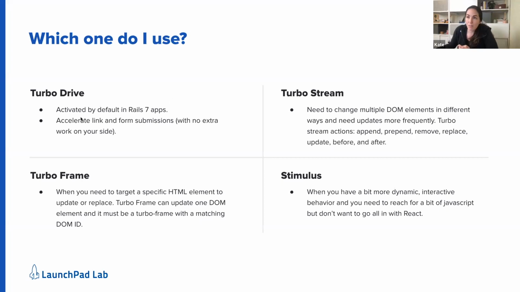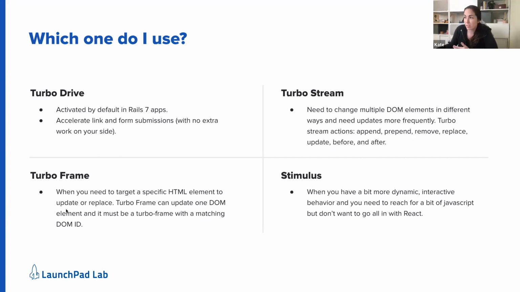So Turbo Drive is activated by default in Rails 7. It comes out of the box, so you'd have to turn it off if you didn't want it. This accelerates link and form submissions so that there isn't a page reload. With Turbo Frame, you need to target a specific HTML element to update or replace. Turbo Frame can update one DOM element, and it must be a Turbo Frame with a matching DOM ID. Turbo Stream is for when you need to change multiple DOM elements in different ways and need updates more frequently.